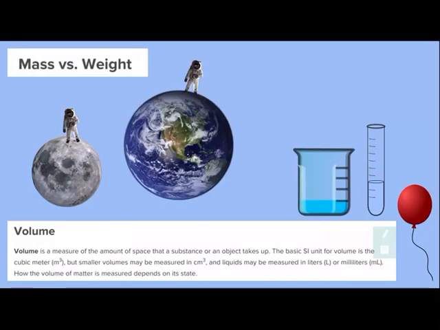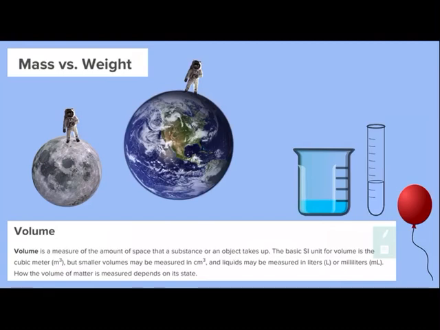So when we're getting to mass versus weight, it's an important thing we want to talk about, and you're going to see this in your unit. There'll be questions in the practice and on the quiz. You can see here I have a little astronaut on the moon and a little astronaut on the Earth. When we talk about mass versus weight, mass is just how much matter is in an object. That astronaut has the same mass on either the moon or the Earth.